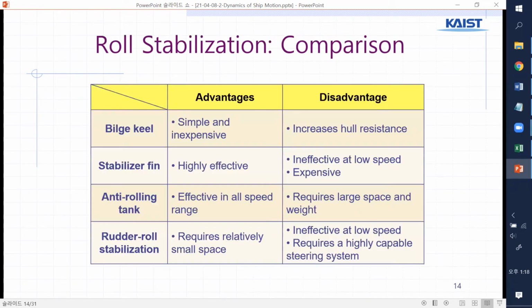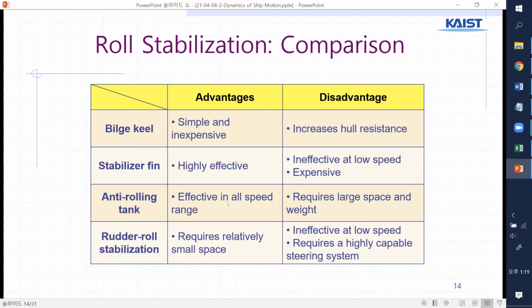Okay, so there is the Bilge-Keel, stabilizer fin, anti-rolling tank, and rudder roll stabilization. There's a comparison of advantages and disadvantages. The Bilge-Keel is very simple and inexpensive, but the resistance of the ship is increased because the wetted surface is increased. The stabilizer fin is effective, but it is not effective at low speed, because you should use the lifting forces of the fin, and it is also expensive because of the mechanism.